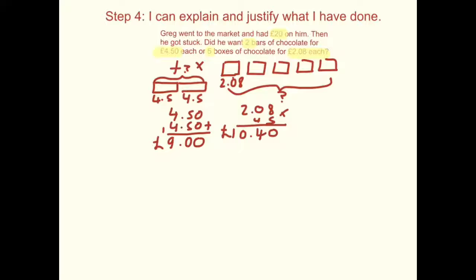Step 4. I can explain and justify what I have done. So, on to finally answering the question. We've worked out exactly how much 2 bars of chocolate is going to cost Greg, and we've worked out how many 5 boxes of chocolate are also going to cost him. Now, the question is working out exactly which one Greg should go and buy for. Now, sometimes with all reasoning problems, there is a correct answer. However, sometimes there isn't quite a correct answer, and it's about you being able to explain exactly why you think this should happen or why you think somebody should be doing something. Remember, it's all about explaining and justifying what you've done.